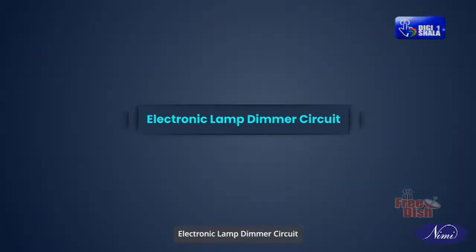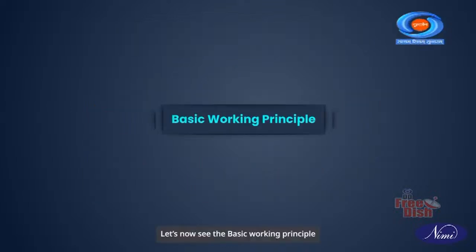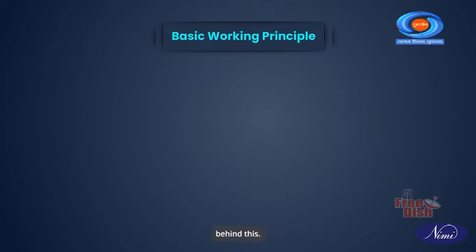Electronic lamp dimmer circuit. An electronic lamp dimmer circuit is a device used to control the brightness of a lamp, typically an incandescent lamp or a dimmable LED lamp using electronic components. Let's now see the basic working principle behind this.